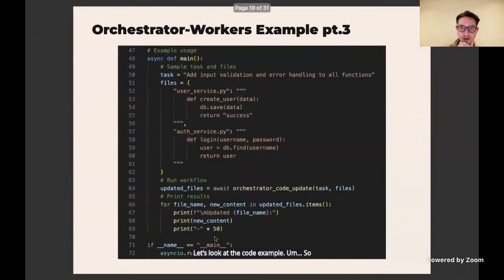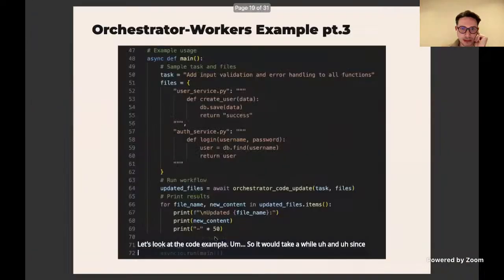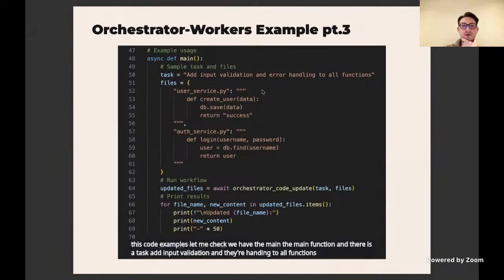It took a while since I created these code examples. Let me check. We have the main function, and there is a task, add input validation, and they're handed to all functions. The input is actually a list of files, text in the files, and this list can be of arbitrary length, and each file can require different types of processing. But in this example, we are just trying to parse and process them separately.